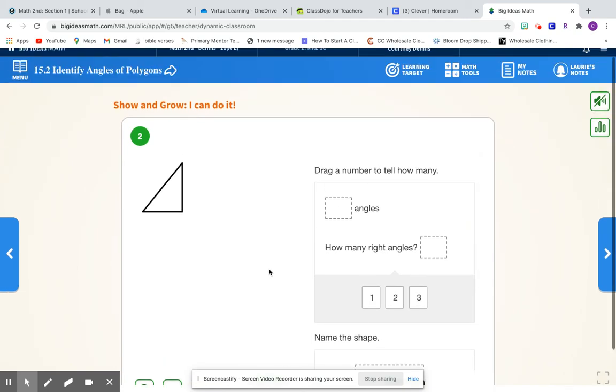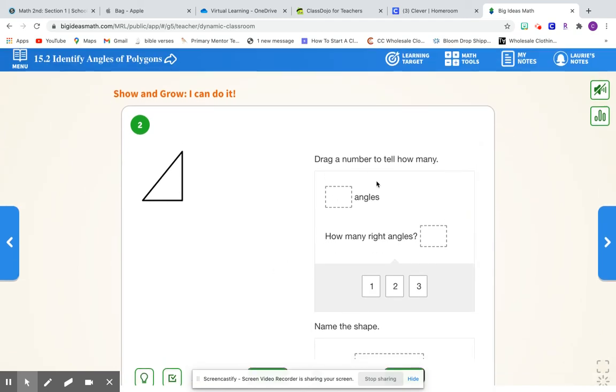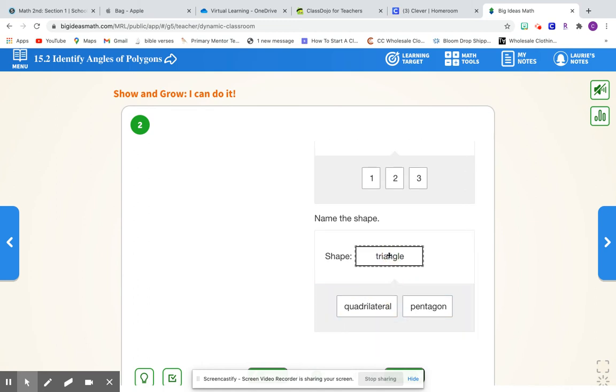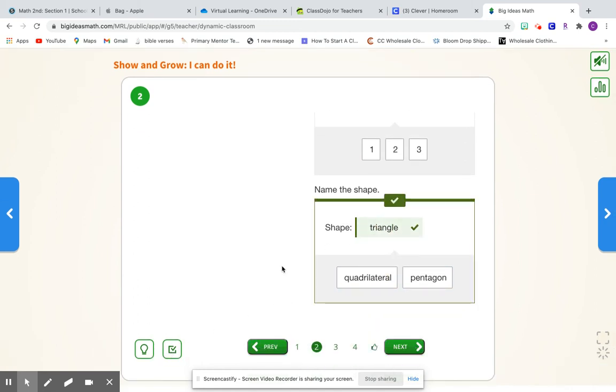All right, let's look at the next one. All right, how many angles? We have 1 angle, 2 angles, and 3 angles. So this triangle has 3 angles, and only one of these angles is a right angle. And this one is a triangle. Let's check our answer.